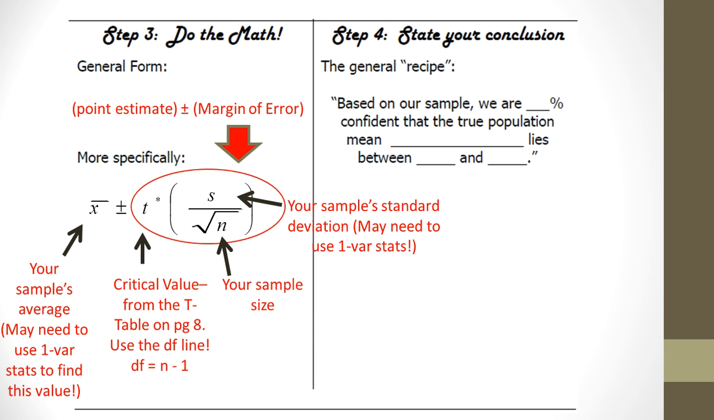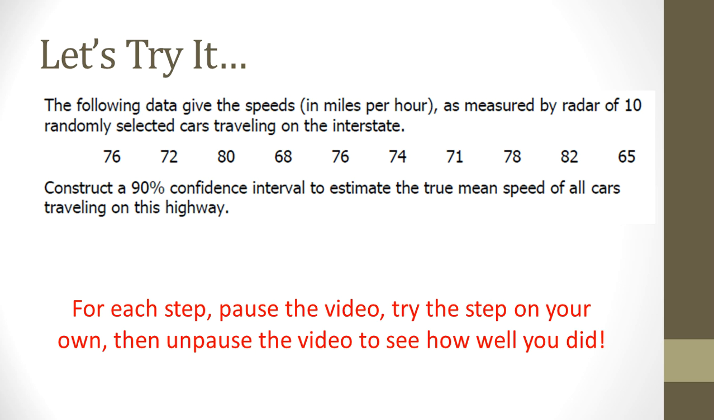Looking at the example, it says the following data gives the speeds in miles per hour as measured by radar of 10 randomly selected cars traveling on the interstate. Then you have some data. Construct a 90% confidence interval to estimate the true mean speed of all cars traveling on this highway. Like the other day, I'd suggest you pause the video after each step, try it on your own, and then unpause the video to check your work.